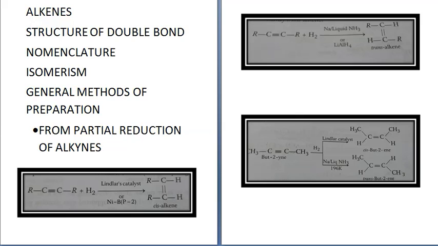General formula of alkenes is CnH2n. You had studied that the general formula of alkanes was CnH2n plus 2. Alkenes is CnH2n. Now next is structure of double bond.